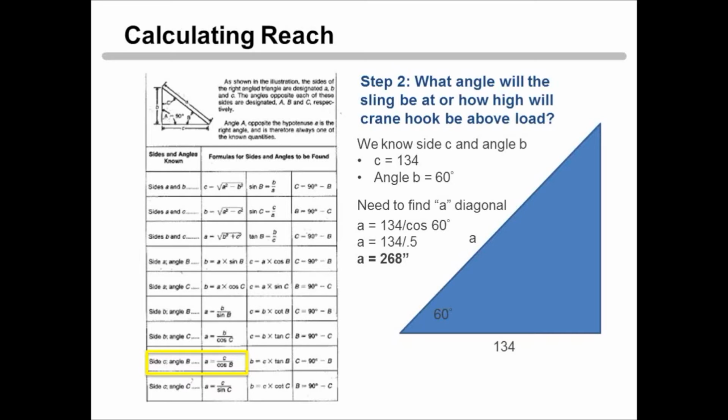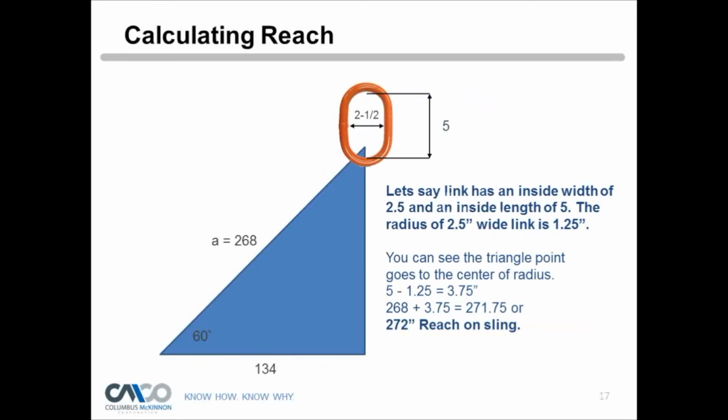Okay, so now we're really close, and that's pretty much how long our sling needs to be. But we need to select something first, which would be the top link. So let's say in this case we're using a 2.5 by 5 inch master link, 2.5 inch inside width by 5 inch long. If you notice where the tip of that triangle comes, that's not our reach, right? It goes to the center of the radius of that 2.5 inches. So you take 2.5 inches divided by 2, which is a 1.25 radius. So then we need to subtract that out from the master link that we're going to size up, which is 5 minus 1.25, which is 3.75.